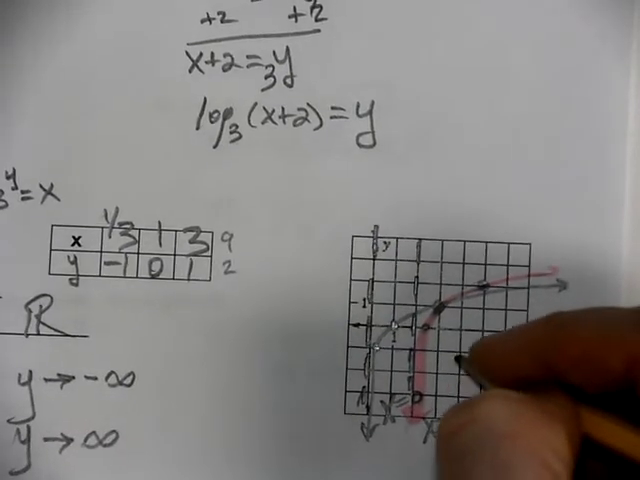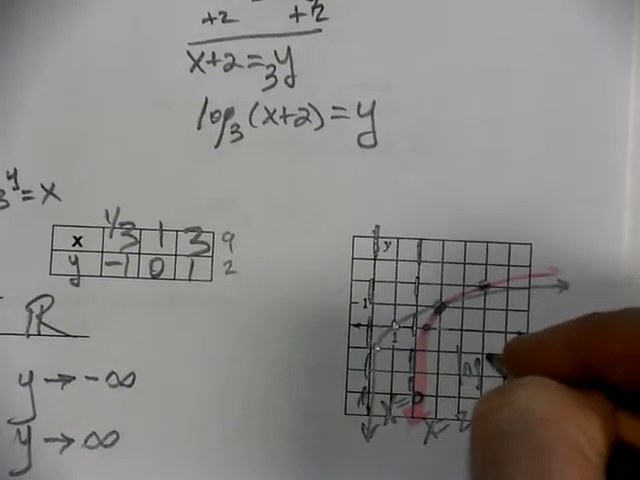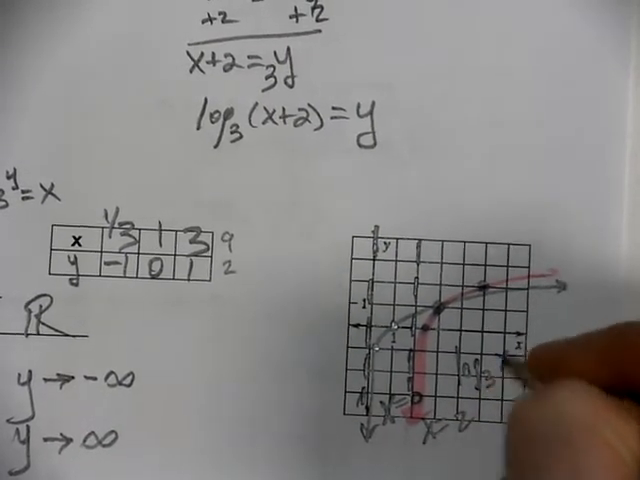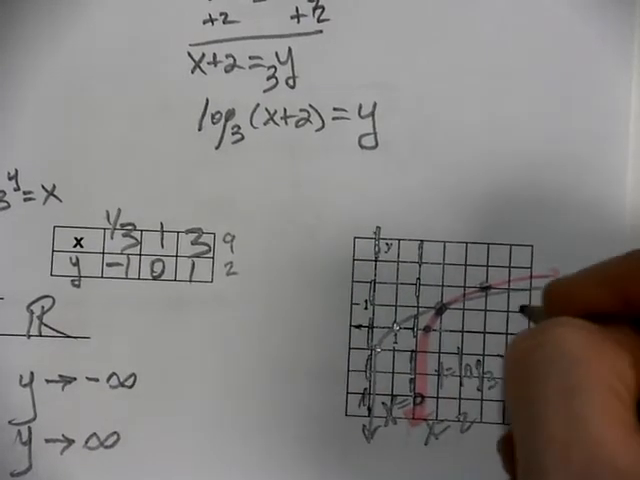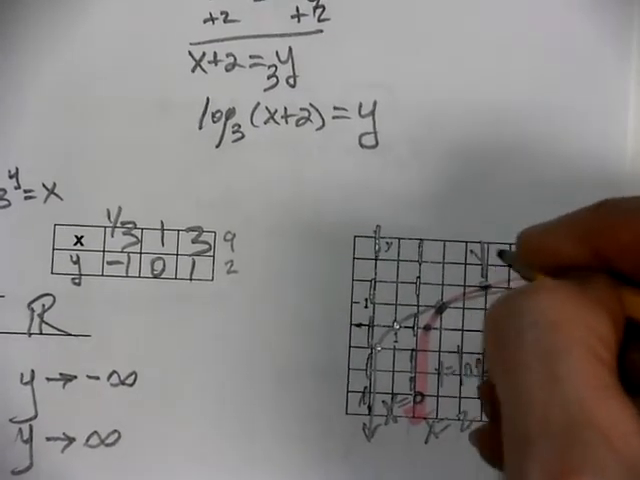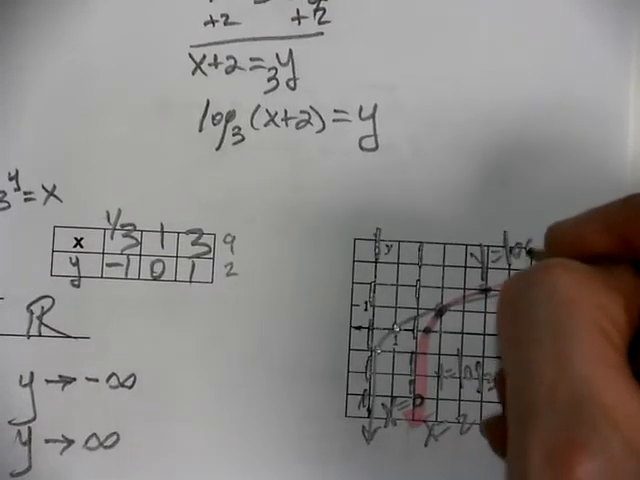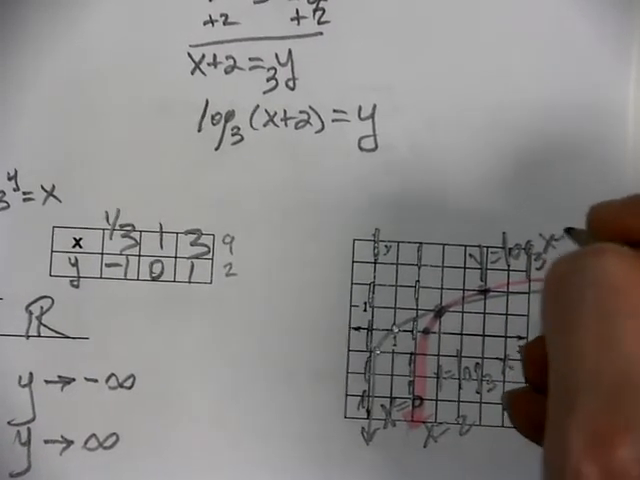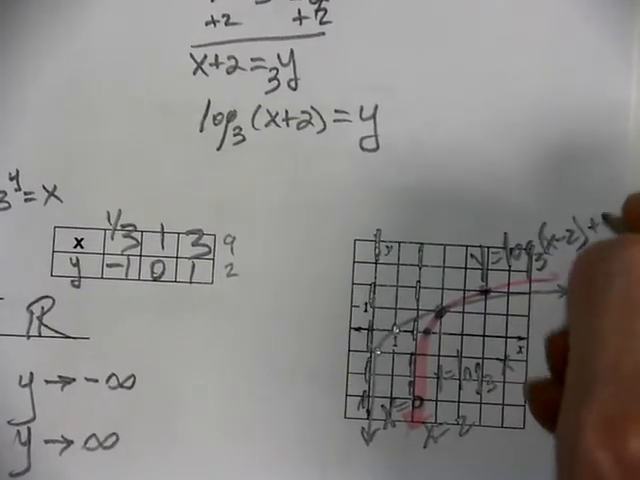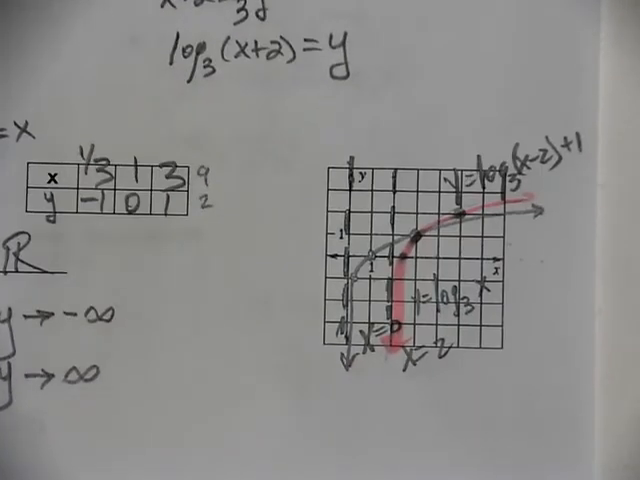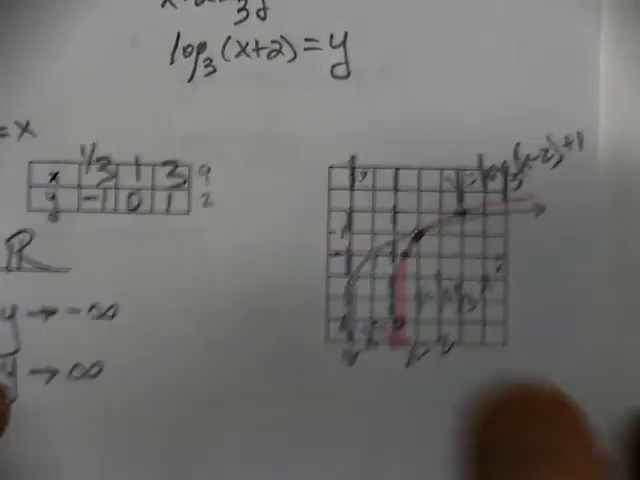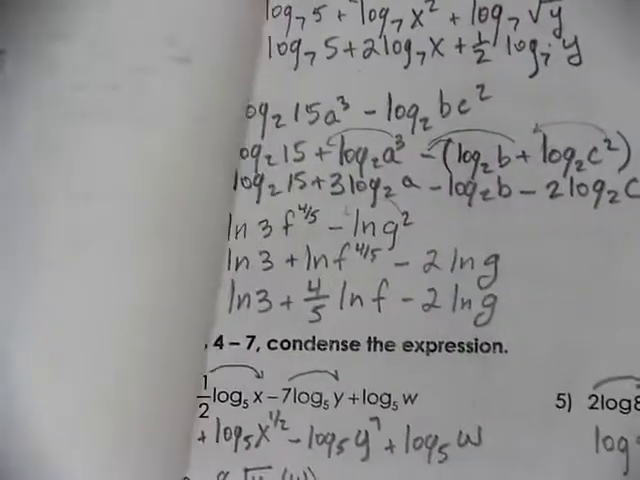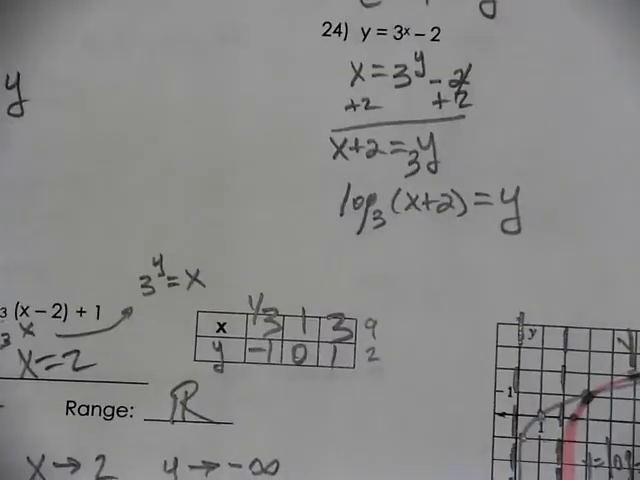So we have our graph of log base 3 of x, and we have our graph of log base 3 of (x minus 2) plus 1. We're all set.